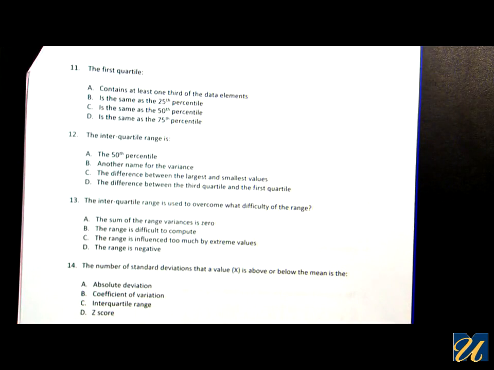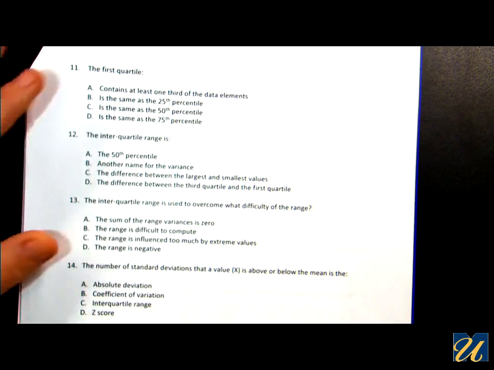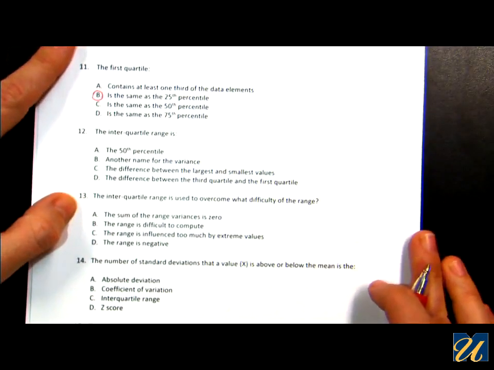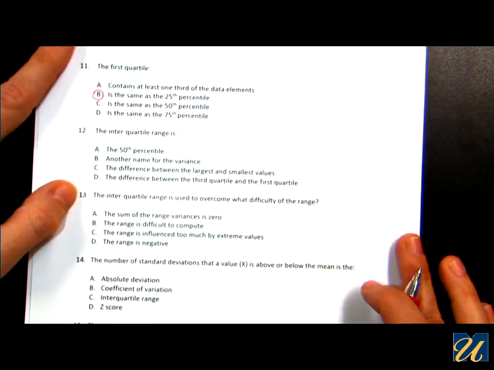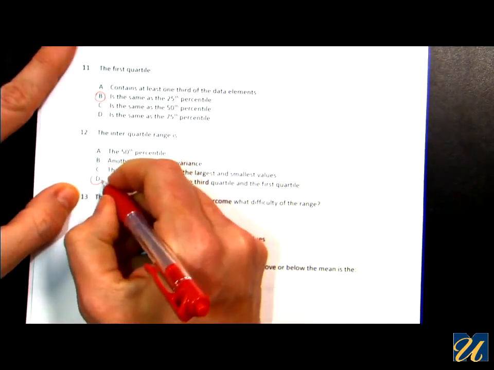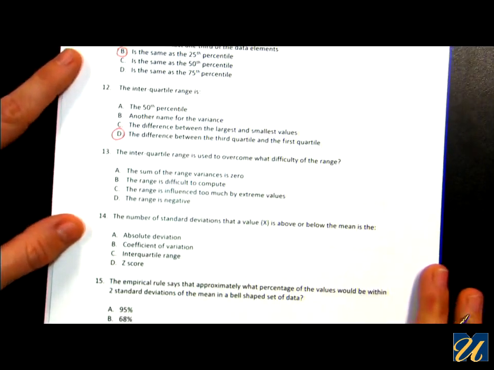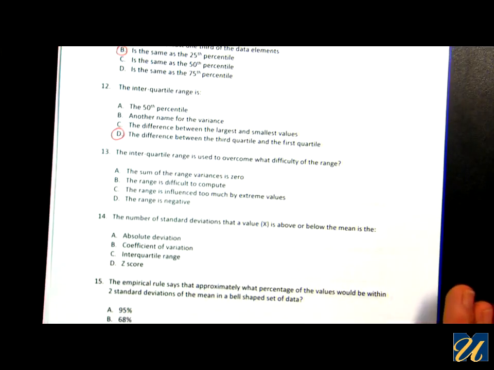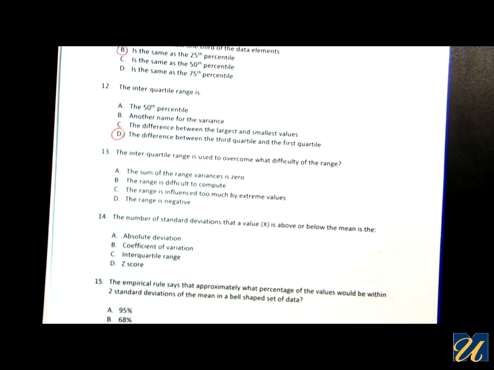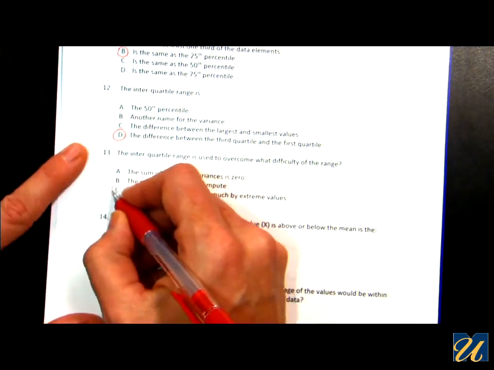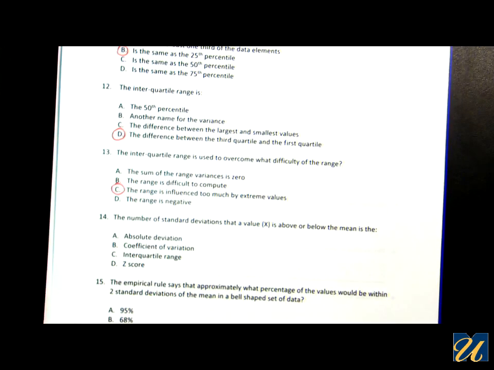The first quartile is the same as the 25th percentile. The interquartile range is the difference between the third quartile and the first quartile. The interquartile range is used to overcome what difficulty of the range? Remember when we said that the range gets influenced too much by outliers, something that does not hold true for the interquartile range. So the correct answer will be C. The range is influenced too much by extreme values.